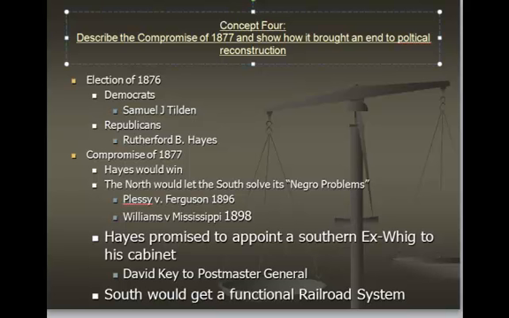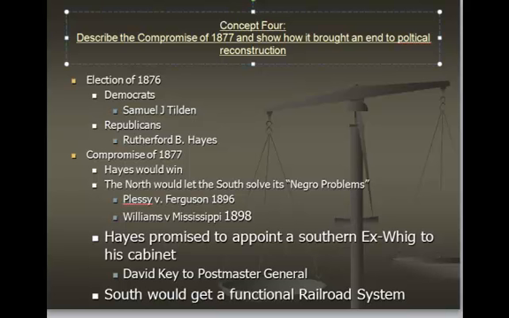At the same time, Hayes' advisors, James Garfield among them, advised him to attract Southern support by promising a new policy. Since Democratic businessmen were more anxious for peace than Tilden, Hayes became president and a political compromise was reached. The compromise of 1877 consisted of the following.